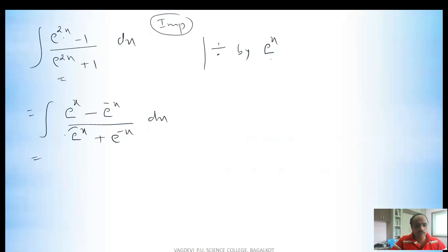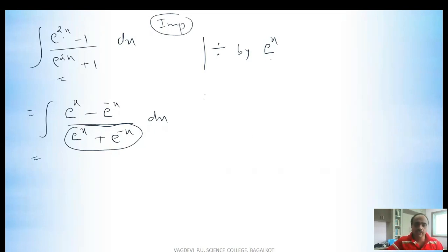Now, if you observe carefully, the denominator is the main function. Its derivative is the numerator. What is the derivative of e to the power x? e to the power x. What is the derivative of e to the power minus x? e to the power minus x into minus 1, because minus x is there, its derivative is minus.